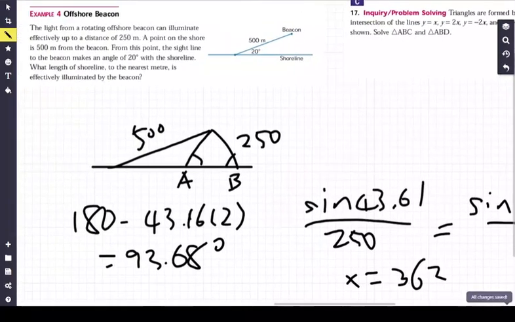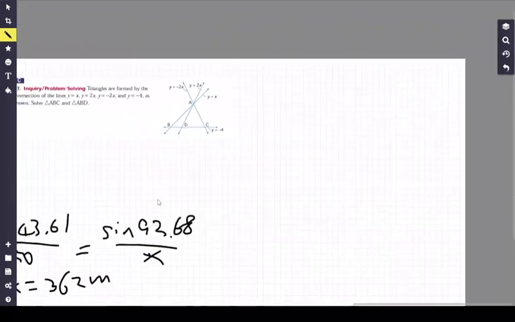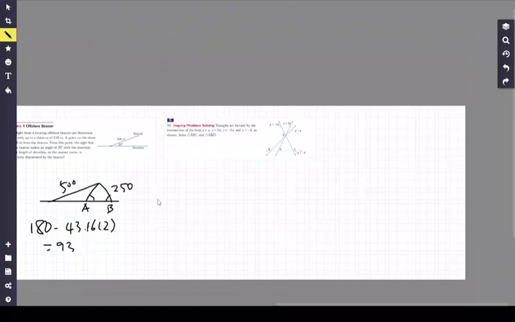We need to round to the nearest meter. Finally, we have found the answer: 362.055, and that is the entire answer. So that is pretty much the entire lesson. However, I do want to go through a couple of practice problems with you, because practice makes perfect. And I just have to confirm my answer for this. So let's deal with the practice questions.